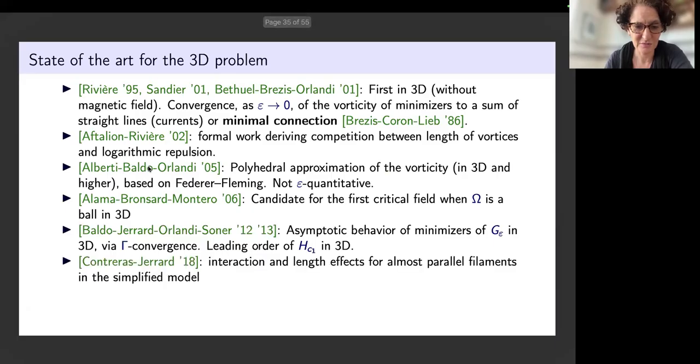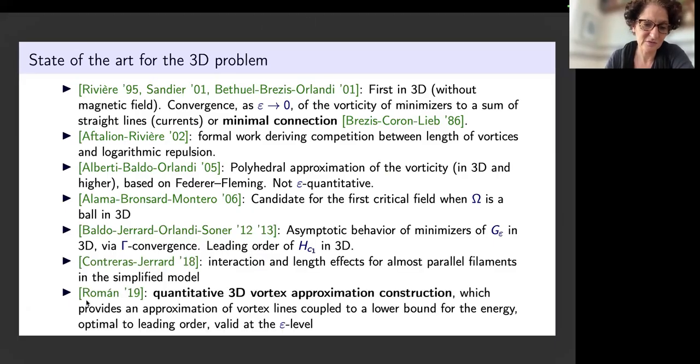Okay, then there were several works to do this approximation of vorticity based on Federer-Fleming. Maybe I will go a bit fast on that. The construction that we use the most in our work is by Carlos Roman. He made a 3D vortex approximation construction, which is quantitative. So what it does is you give yourself a u_epsilon, u depending on epsilon, with some control on its energy, and you construct a piecewise affine object that approximates its vorticity to good order with a quantitative approximation.